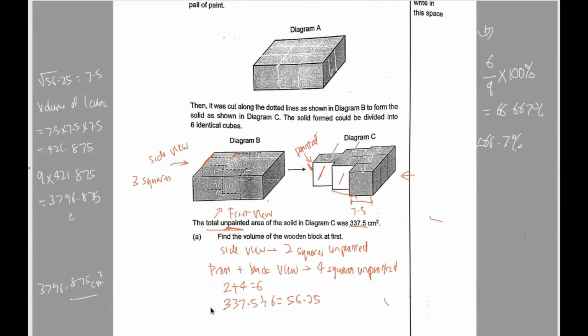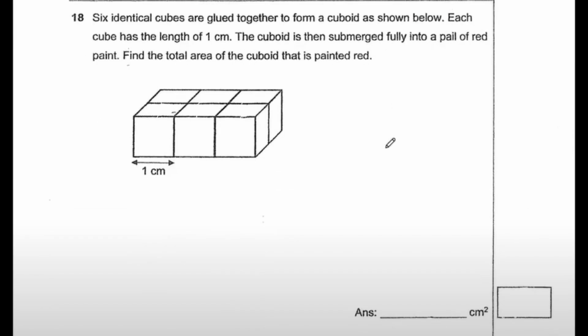Question 18. 6 identical cubes are glued together to form a cuboid as shown. Each cube has a length of 1 cm. The cuboid is then submerged fully into a pail of red paint. Find the total area of the cuboid that is painted red. Okay, so let's do it in a systematic order. I'm going to look at the top and bottom first. They have the same surface area.